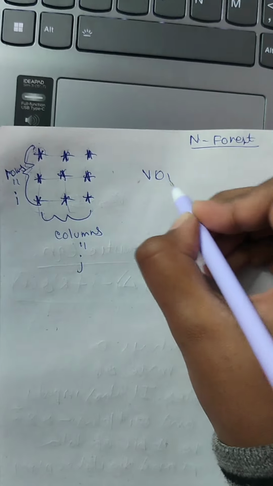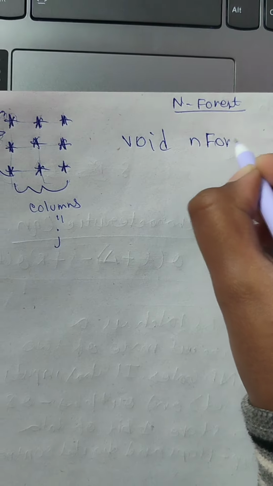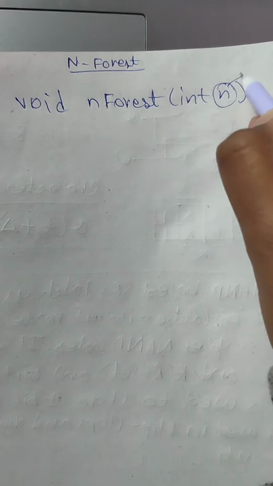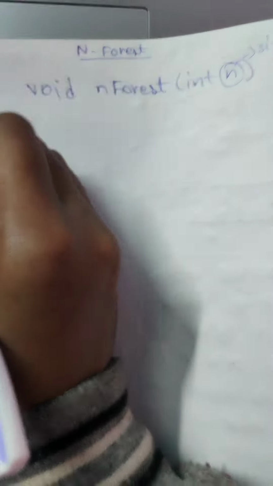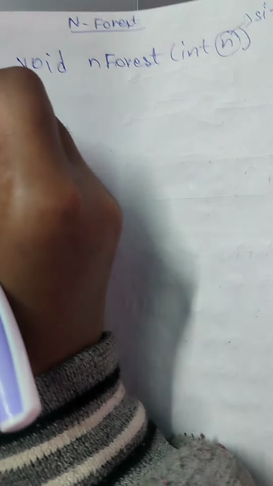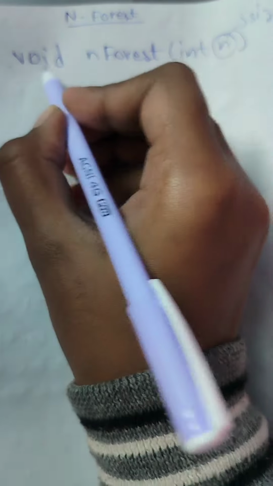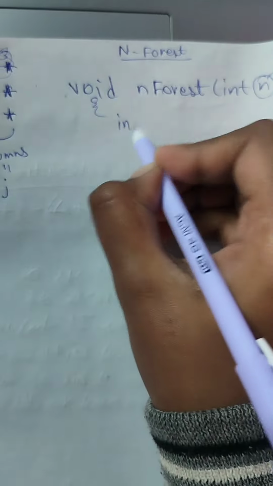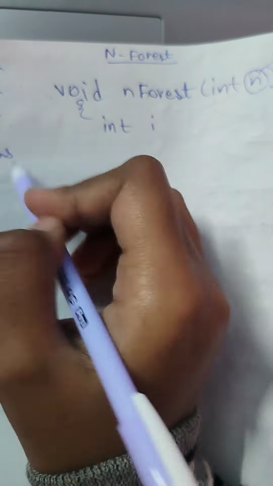It is already given: void forest, int n. What is n over here, right? n is the size of this pattern: 1, 2, 3. So n is the size, and n is 3 over here. Then we will start our code. We have to take int i, j. i is for the outer loop for the rows and j is for the inner loop.